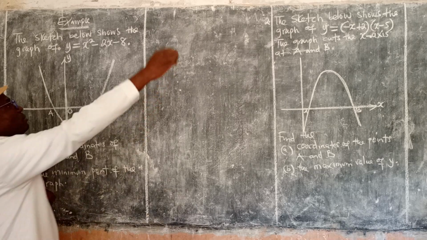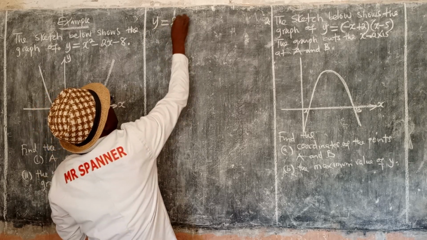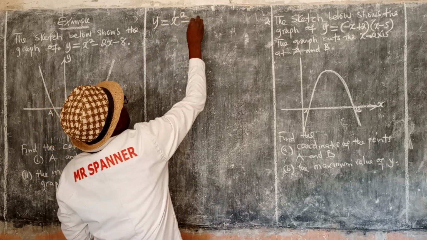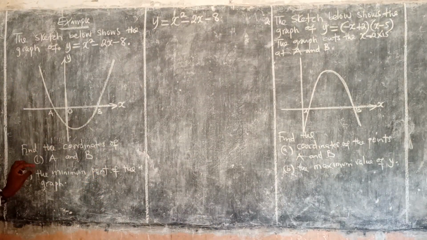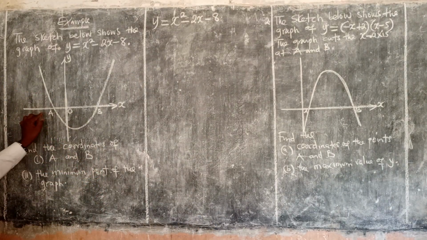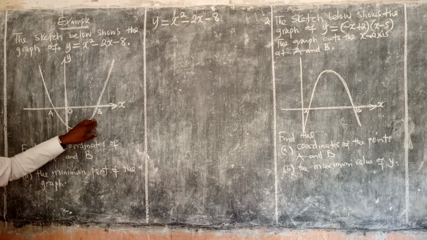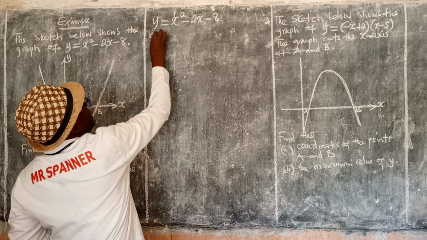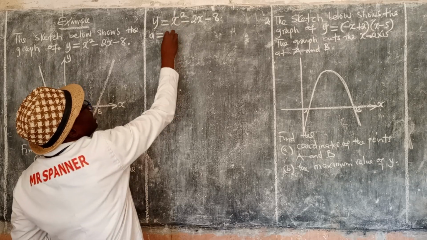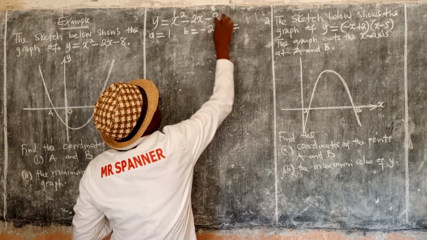So we'll go to the equation. The equation is y equals x squared minus 2x minus 8. We're looking for the coordinates of A and B, and A and B are the x-intercepts. If you remember very well from last week, how do you find the x-intercept? You use the quadratic formula. So a, in this case, is what? What number is in front there? 1. Then b is negative 2, and c is what?